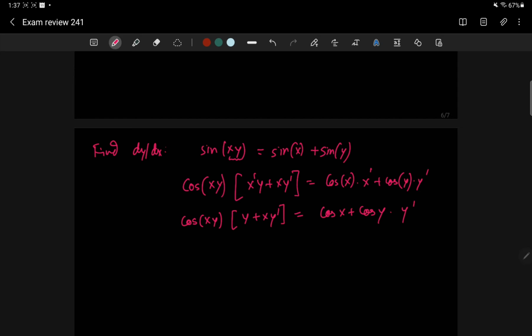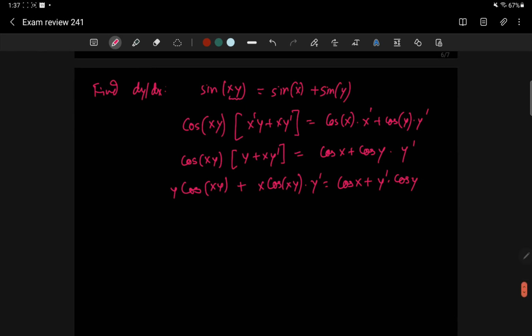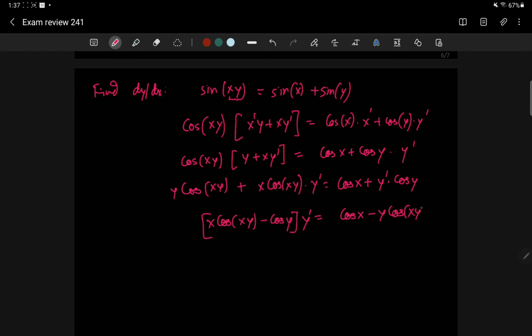Okay, so if I FOIL this out, this is y cosine xy plus x cosine xy, y prime, cosine x plus y prime, cosine y. Get all the y prime things here: x cosine xy minus cosine y, y prime, cosine x minus y cosine xy. y prime is then cosine x minus y cosine xy over x cosine xy minus cosine y.